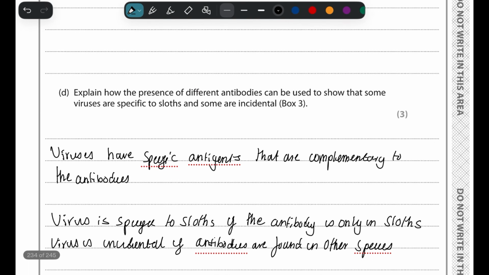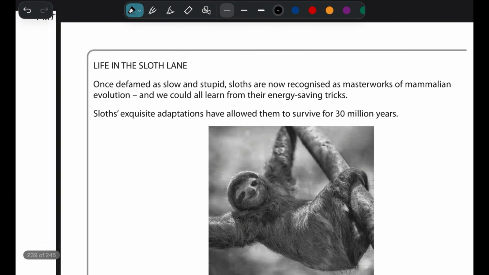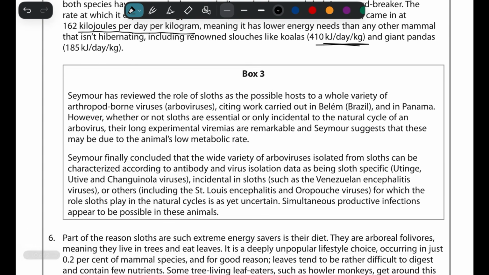Now, to explain how the presence of different antibodies can be used to show that some viruses are specific to sloths and some are incidental. So I just want to get some context as to what specific and incidental mean. So if I read box 3, let's see. They said that arthropod-borne viruses. Okay. And I guess essential means specific to it. So you can see here, actually, this is important. If I got a bit quiet, it's because I'm reading. But it says characterized according to antibody and virus isolation data as a sloth being specific. Cool. So that gives us enough information to go now and answer the question.